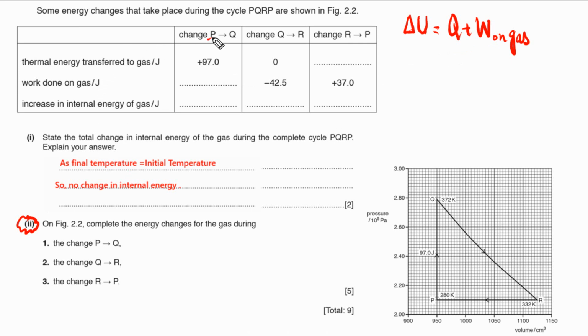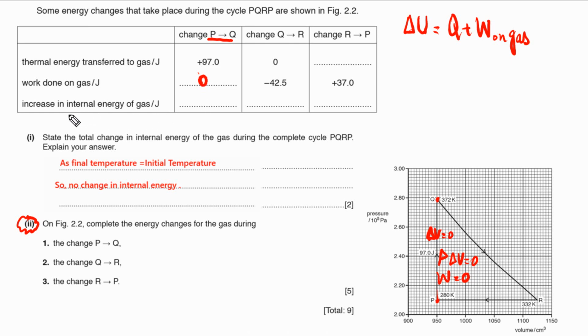Now for the change P to Q, as you can see here from P to Q. So Q is here. In this case there is no change in volume. As I mentioned before, delta V is equal to 0. It simply means that P times delta V is equal to 0, or we can simply say work done is equal to 0.